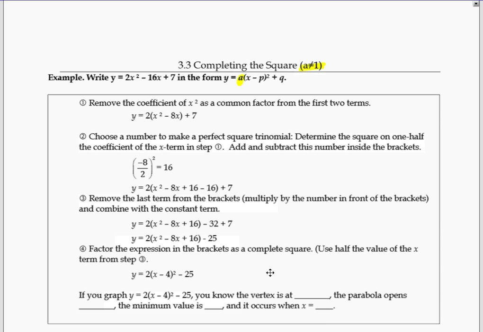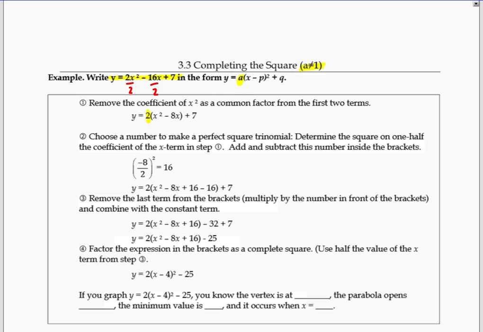Well, our first step is we want to separate the terms with the x, but we also want to factor out the a value. Remove the coefficient of the x squared from the first two terms. If our example is y equals 2x squared minus 16x plus 7, I'm going to factor 2 out of those first two terms. To factor 2 out, we divide each by 2. So we're left with x squared minus 8x.